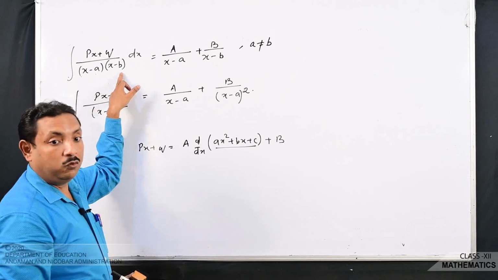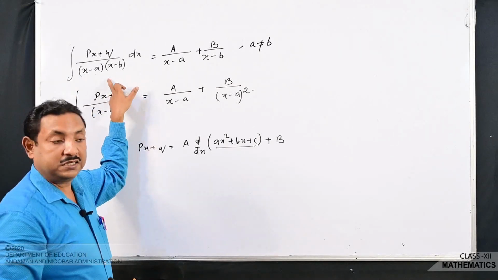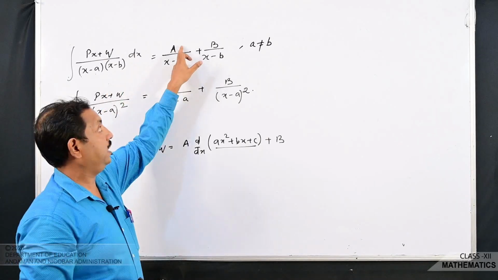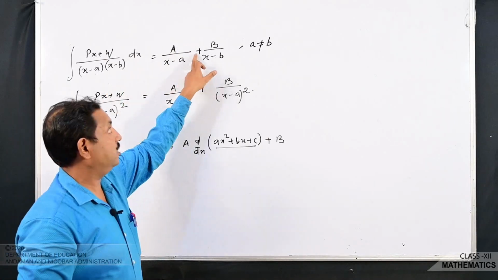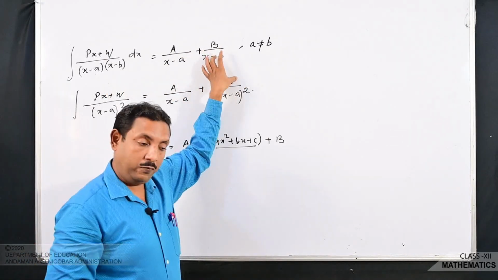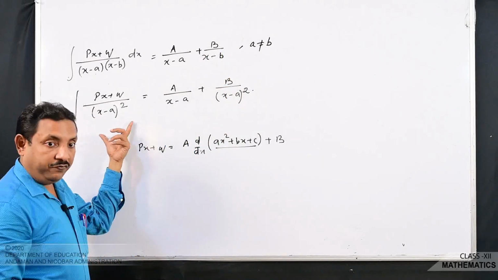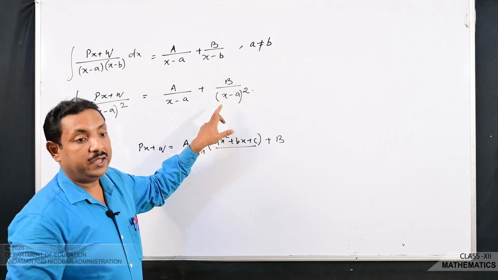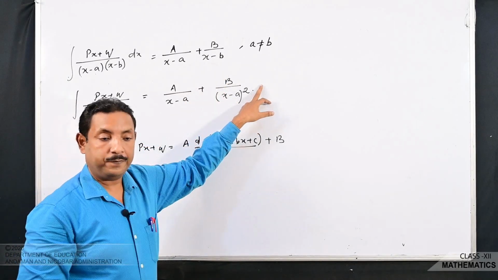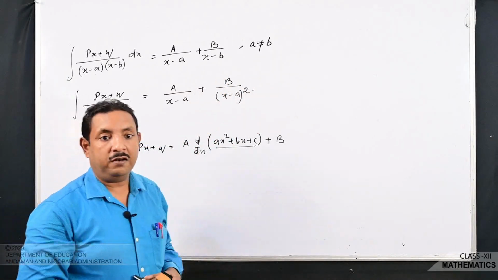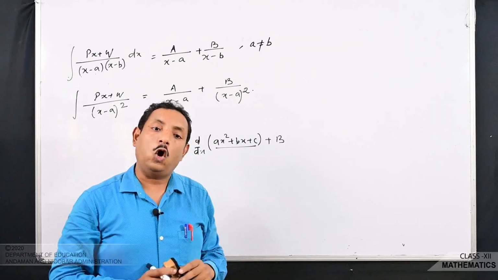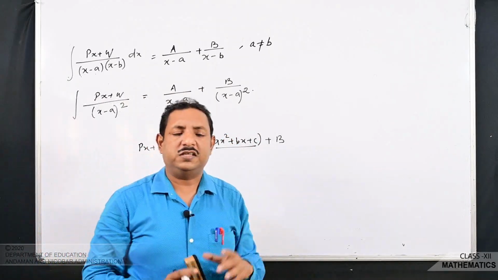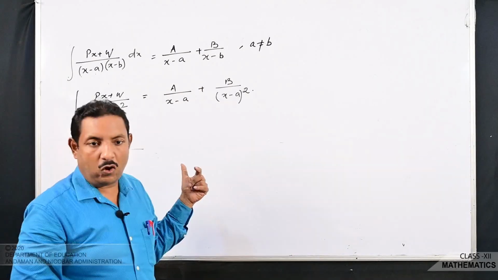One is without repeating the factors, that means distinct factors, and when there are distinct factors, you must take a upon x minus a plus b by x minus b in this form. If it is a repeating factor, then you must take a upon x minus a plus b by x minus a the whole square. That means we have covered all the possibilities of a quadratic expression. Likewise, we can follow the same thing for the cubic form.